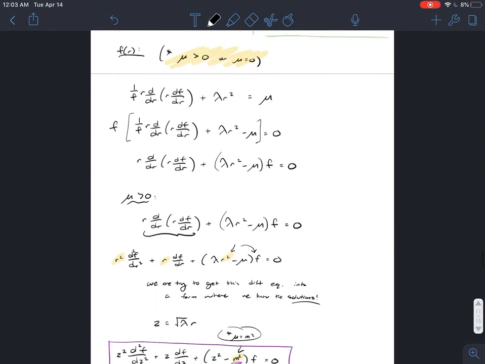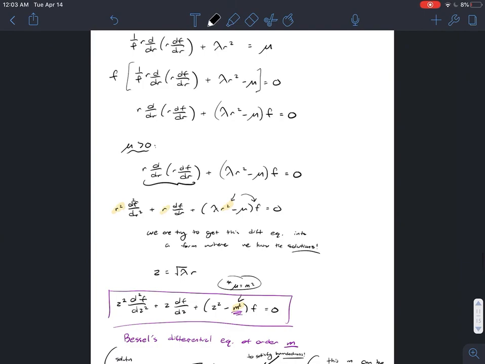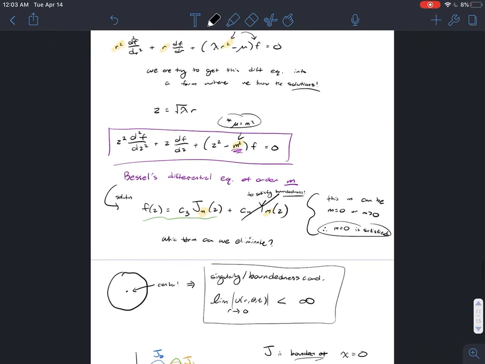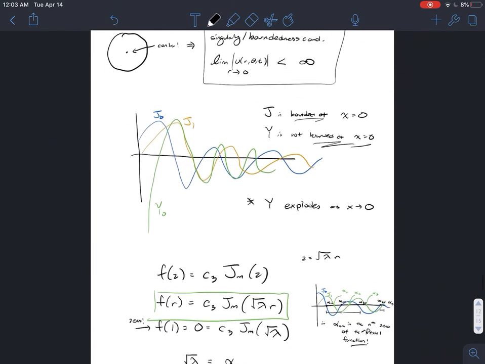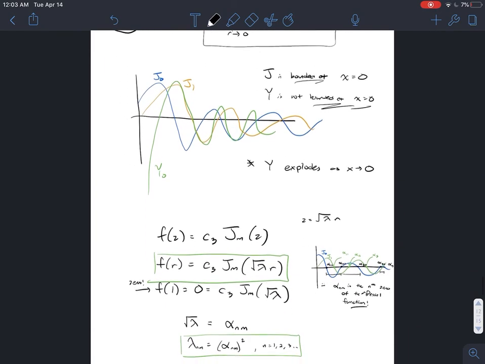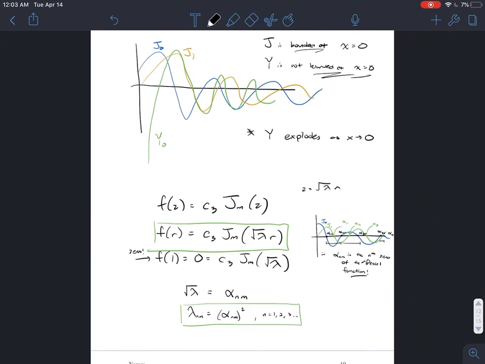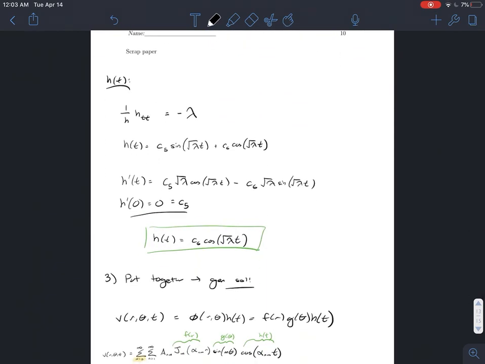Then we solved for f of r, and we noticed that f of r is specifically in the form of Bessel's differential equation. And the solution to Bessel's differential equation of order m is a linear combination of J_m and Y_m. We eliminated the Y_m term to satisfy the boundedness condition. And then we found the zeros of the J_m Bessel function by denoting each of the zeros by alpha_nm, where alpha_nm is the nth zero of the mth order Bessel function.